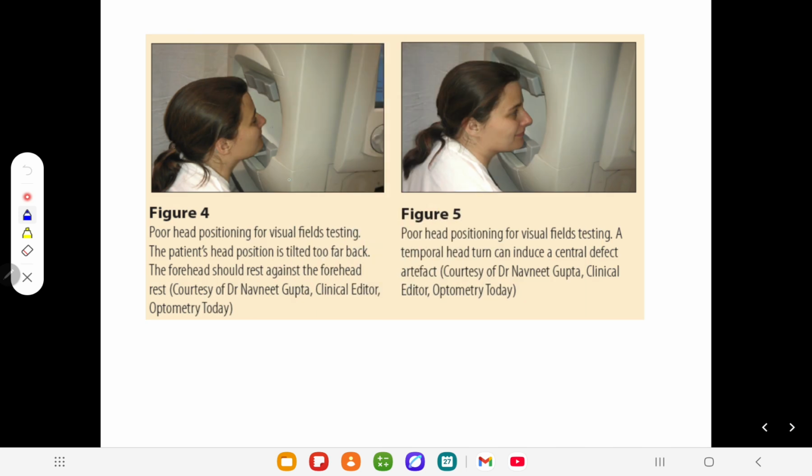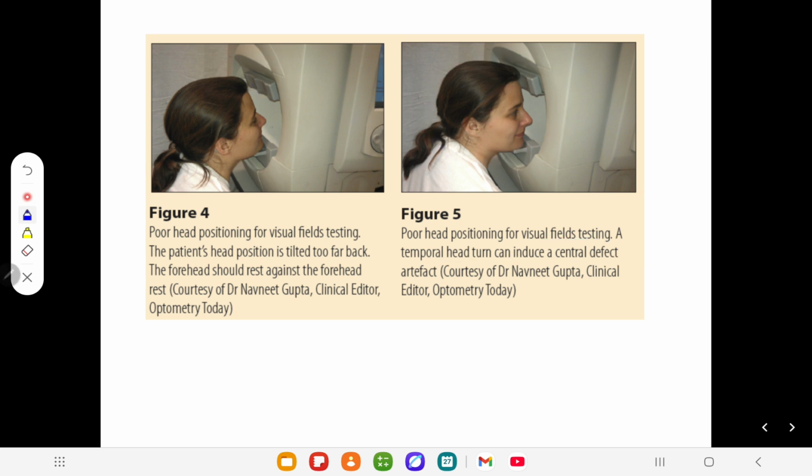So let me show you. The head is not appropriately positioned, the head is raised, the head is tilted now. So it will create a problem, isn't it? Poor head fixation in visual field testing, and temporal head turn. So it's very important that you understand these concepts. Okay, the chin must be on the chin rest, the head should not be tilted, and the head must be on the head rest.